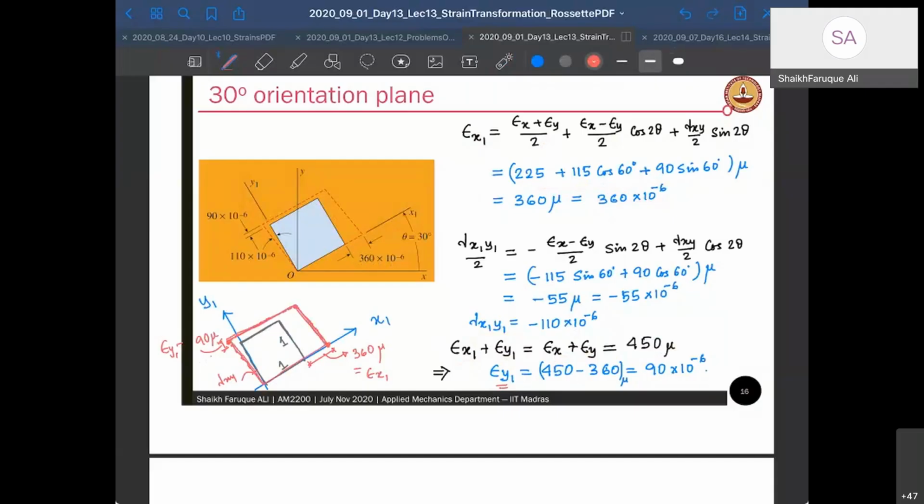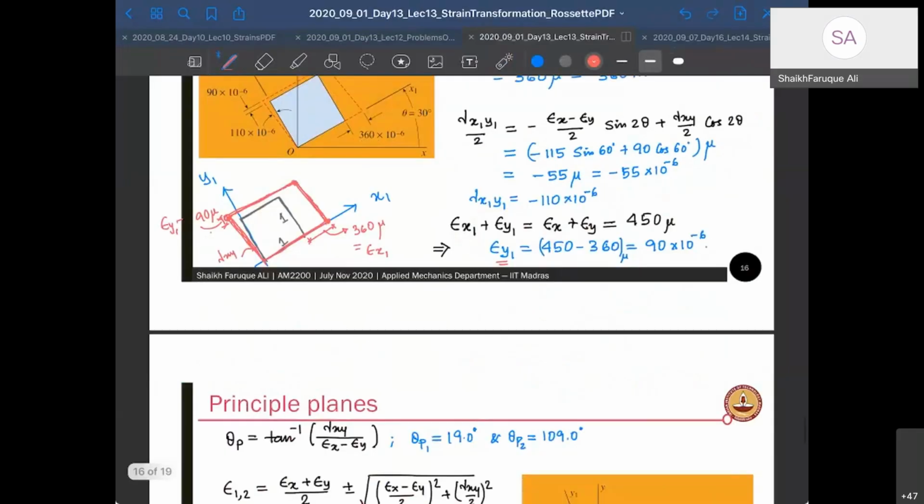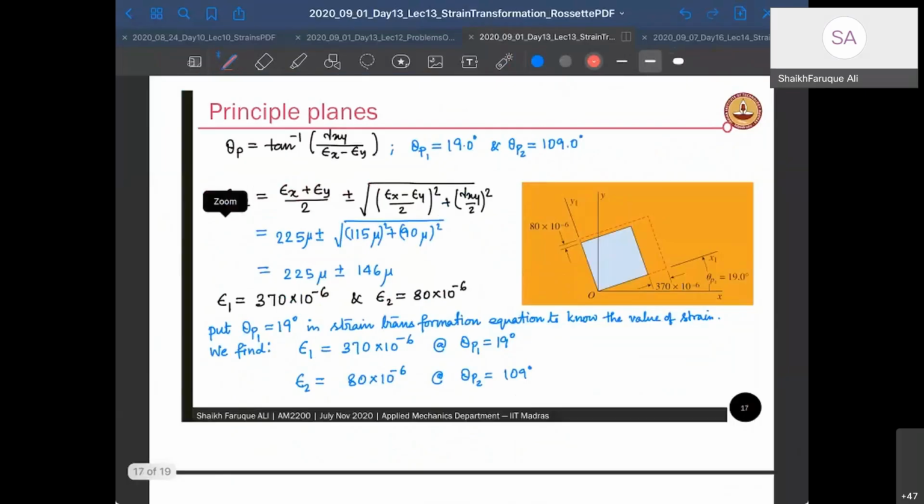Now, some of you may ask, sir, why did I draw only on one side? You know, gamma xy as one side. I could have drawn gamma xy on both sides. Yes, you can. Divide it by 2. One side you extend this, one side you extend that. Gamma xy by 2 here, gamma xy by 2 here. So those probably we will be doing in some other example.